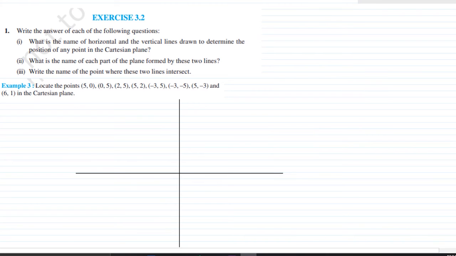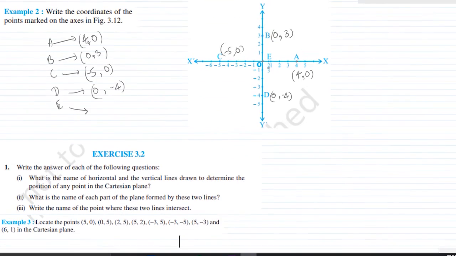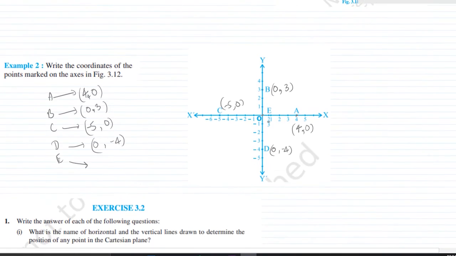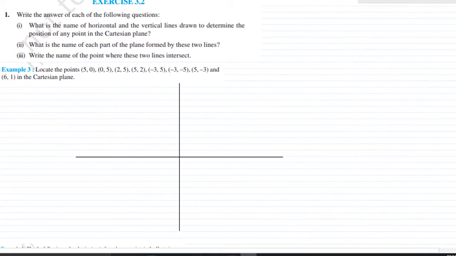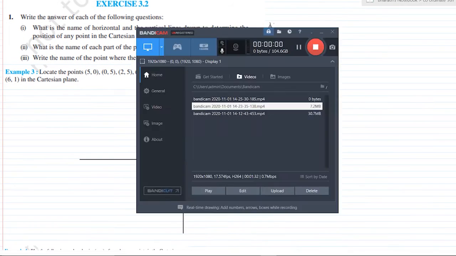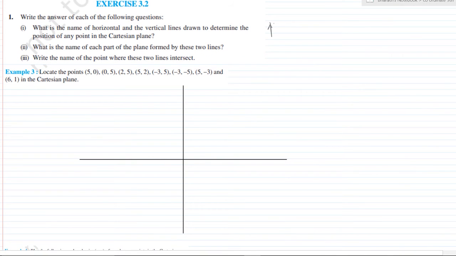Now let's go for exercise 3.2. Where is that exercise 3.1? Leave it, it's easy. Write the answers of the following questions. What is the name of the horizontal and the vertical lines drawn to determine the position of any point in the Cartesian plane?